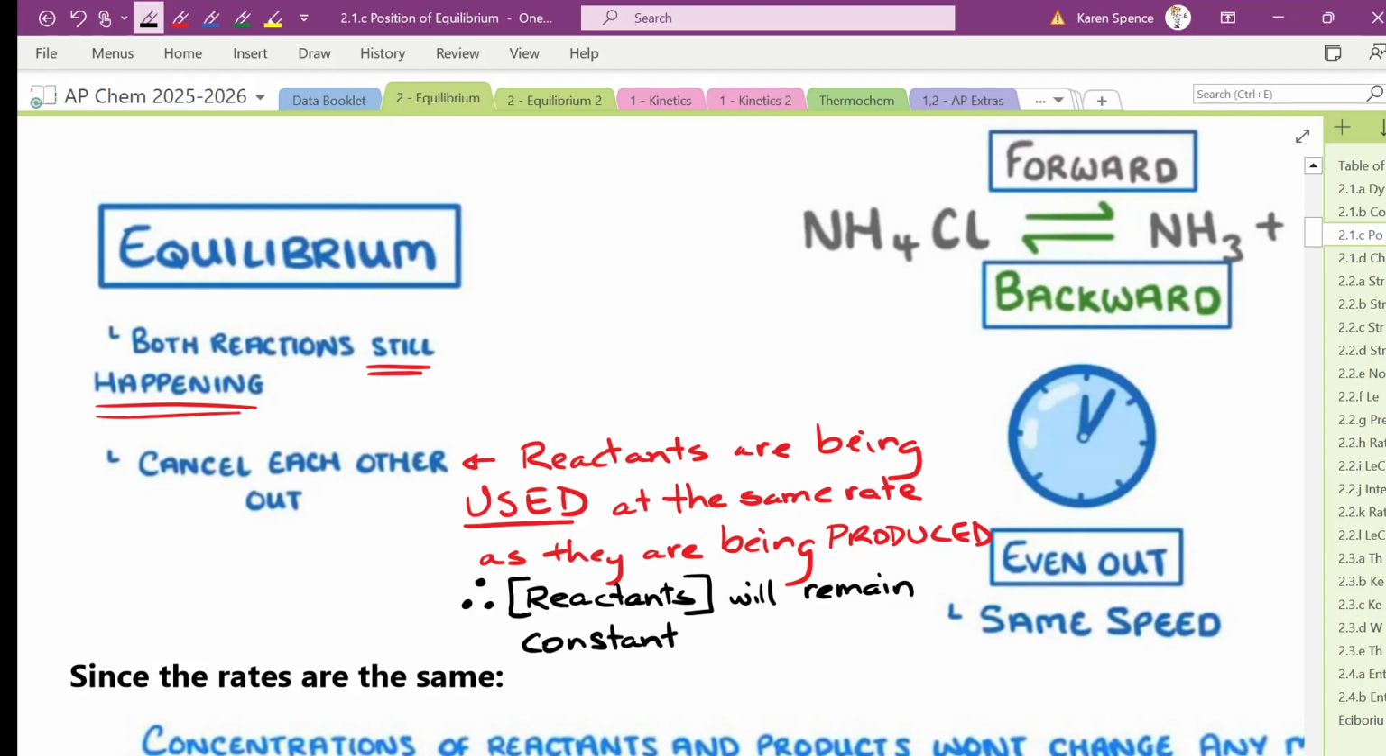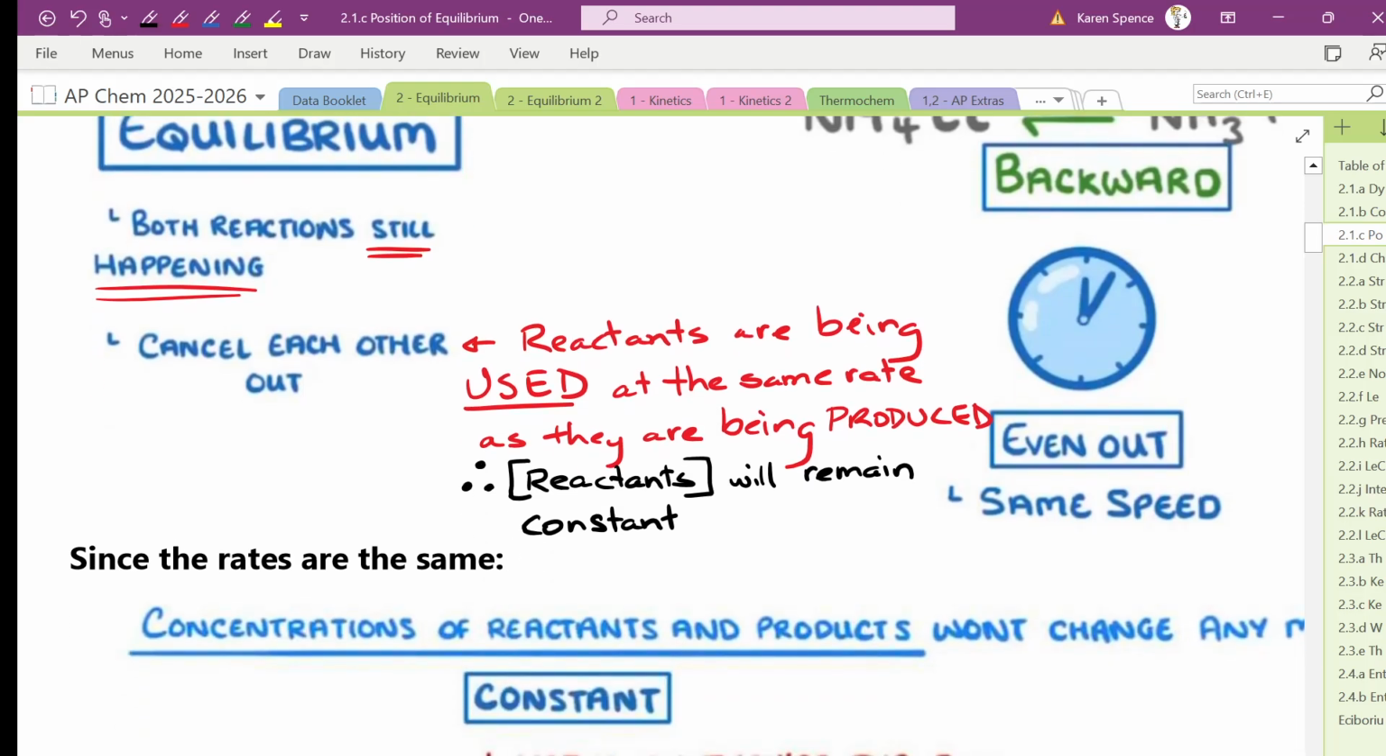Just like in the video you hopefully watched yesterday or on the weekend, where if you got one person digging a hole and the other person filling it at the same rate, you don't end up with any change in the size of the hole. It just remains the same. Okay, and it'll be the same for the products.